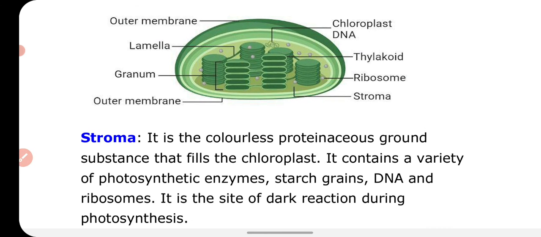And these kinds of plastids are absent in the animal cell. That's why the animal cell cannot make their food, and they are heterotrophs. So this is all for this video.